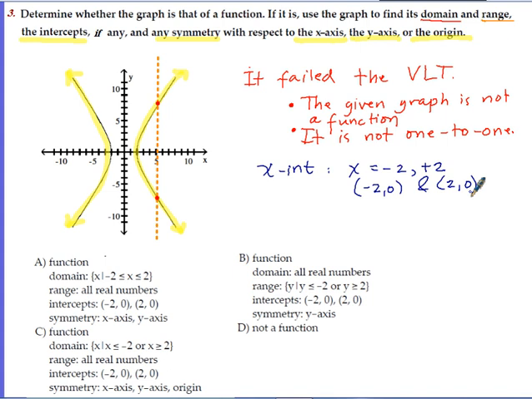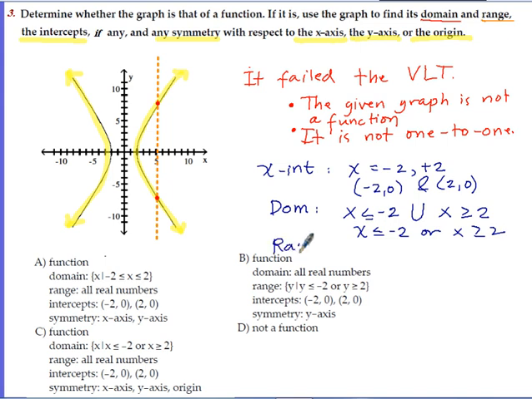What about the domain? Our domain here would be, what is our domain? We have x less than or equal to -2 and x greater than or equal to 2. So we have domain x less than or equal to -2 united with x greater than or equal to 2, or x less than or equal to -2 or x greater than or equal to 2. So that's our domain. Now what about our range?